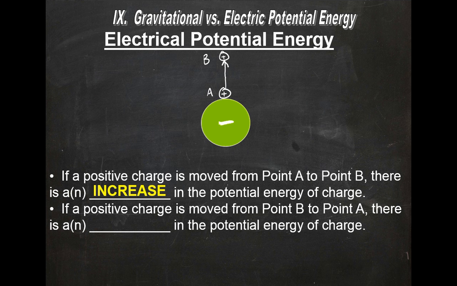Think of it almost like a spring. If you stretch the spring, it wants to compress, so you're giving it more stored energy. However, if you have it at position B, and you let go of it, it's going to snap back. So it's going to take that stored energy it has at position B and convert it to kinetic energy, and therefore decrease the amount of potential energy as it goes from B to A.